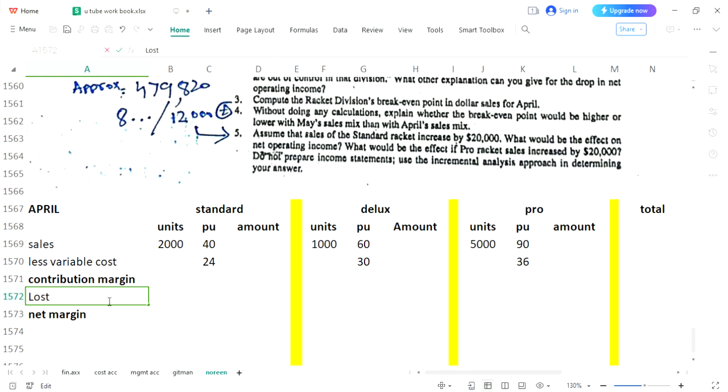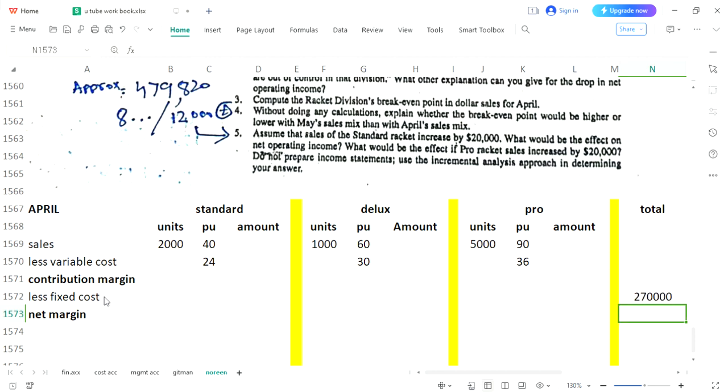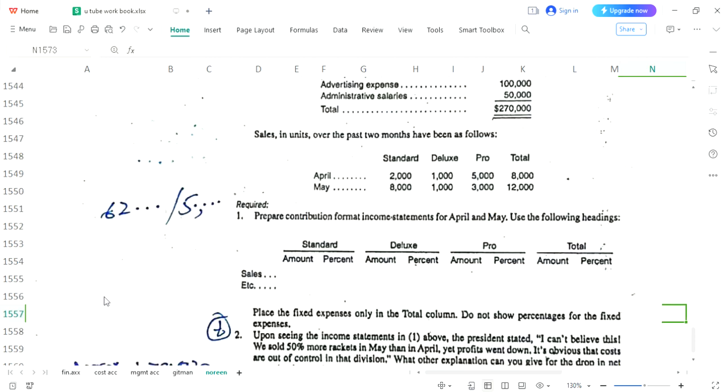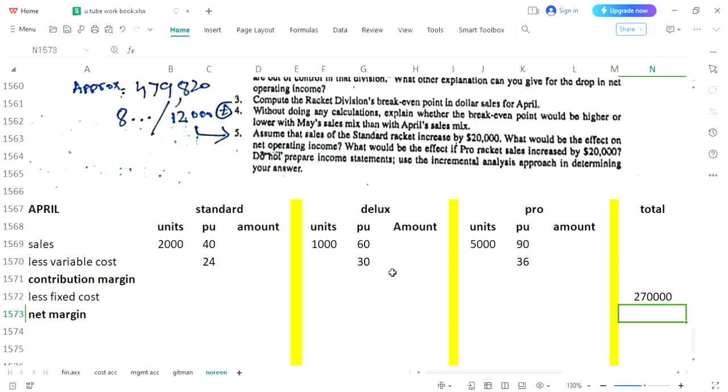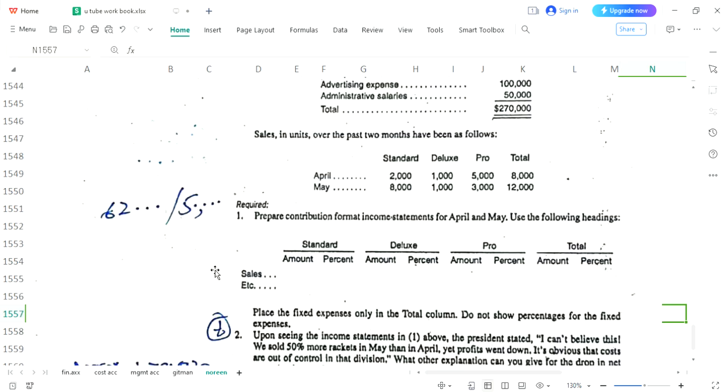So we are writing less fixed cost. Okay, and fixed cost is mentioned 2,70,000. So every input which was given in the question we have written. Sale price and variable cost mentioned. Then after that fixed cost was written, 2,70,000.